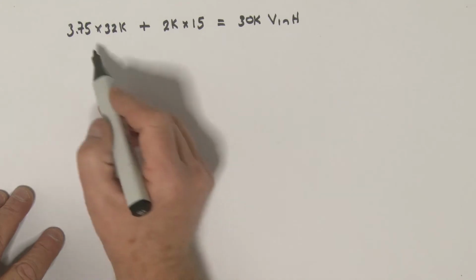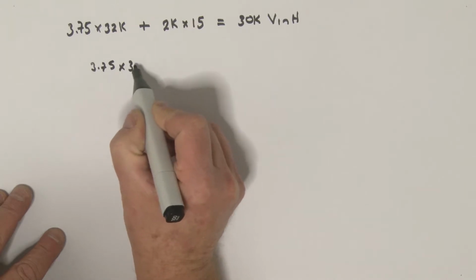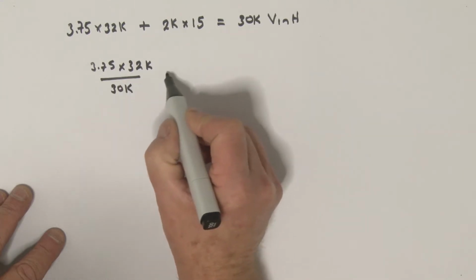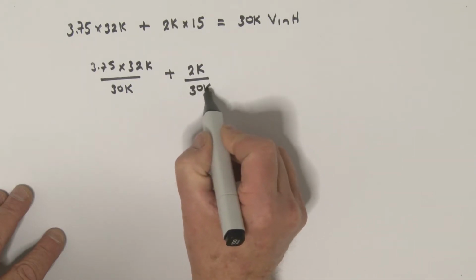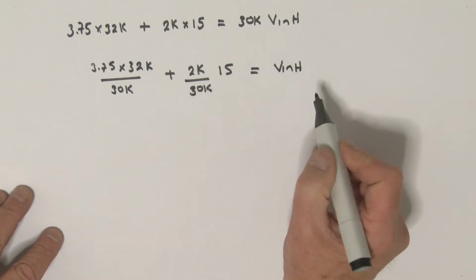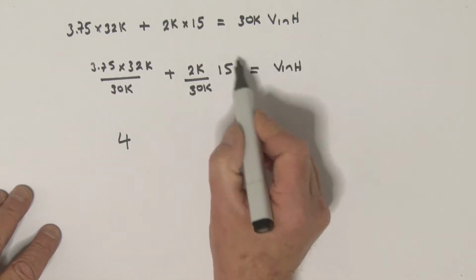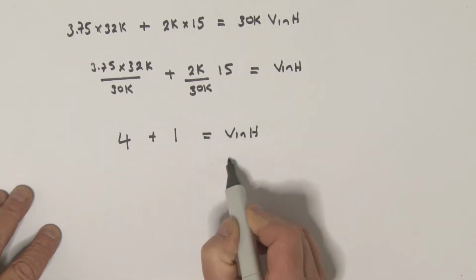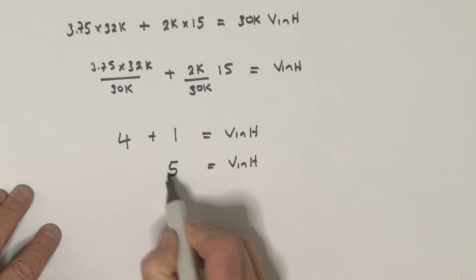All right, let's do this. So we've got 3.75 multiplied by 32K, divided by 30K, and then plus 2K divided by 30K times 15 is equal to V in H. Now, if we were to work this out, this comes out to be 4, and this comes out to be 1, which is equal to V in H. And so V in H is simply equal to 5.